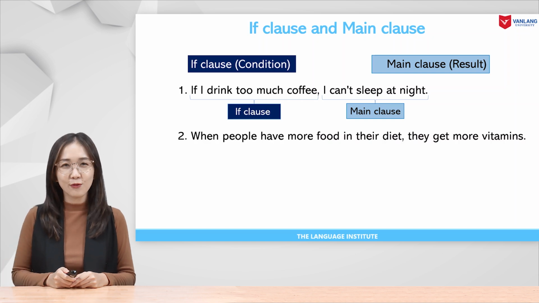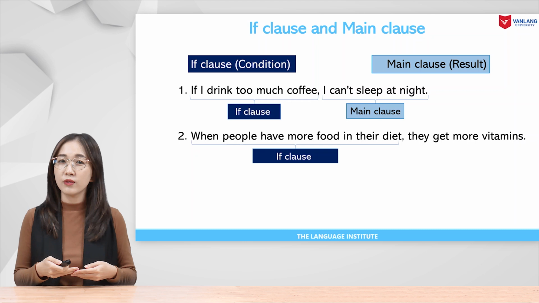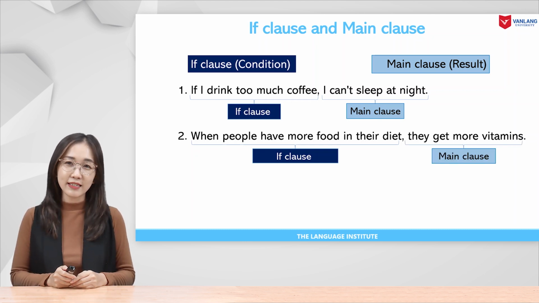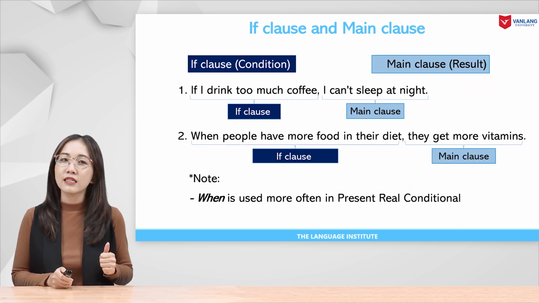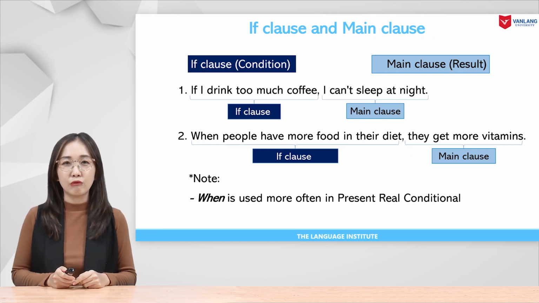How about sentence 2? Can you find out the if clause and main clause? When people have more food in their diets shows you the condition. So that's why it is the if clause. And the rest is the main clause. Alright, so please notice that when is used more often in present real conditional.